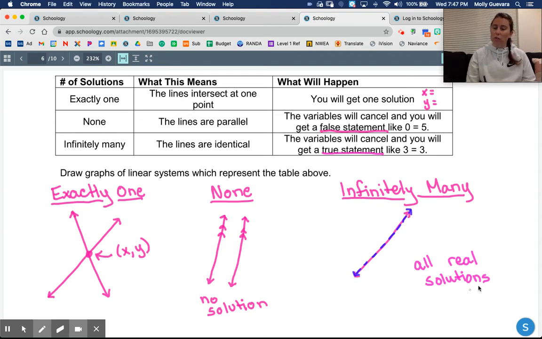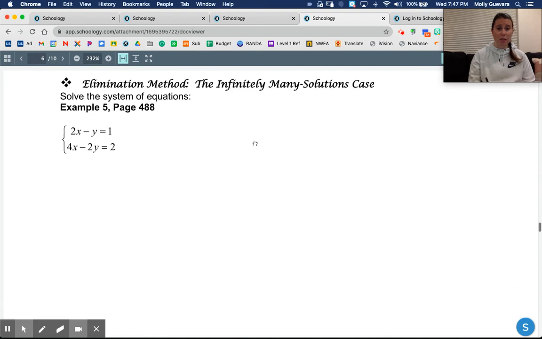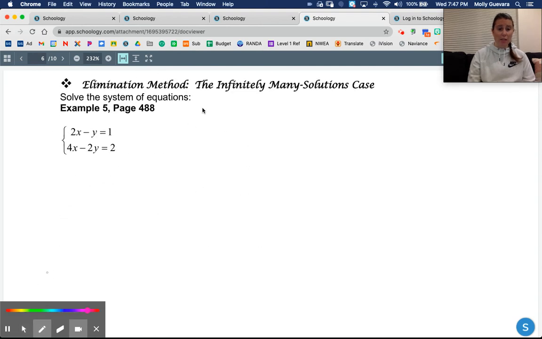So we can write all real solutions, or we can write infinitely many solutions. And either one of those answers is fine. So again, hopefully this isn't new, right? It's just a nice little review of the answers that we usually see. So we've looked at one solution, we've looked at no solutions, so now we're going to look at infinitely many solutions.